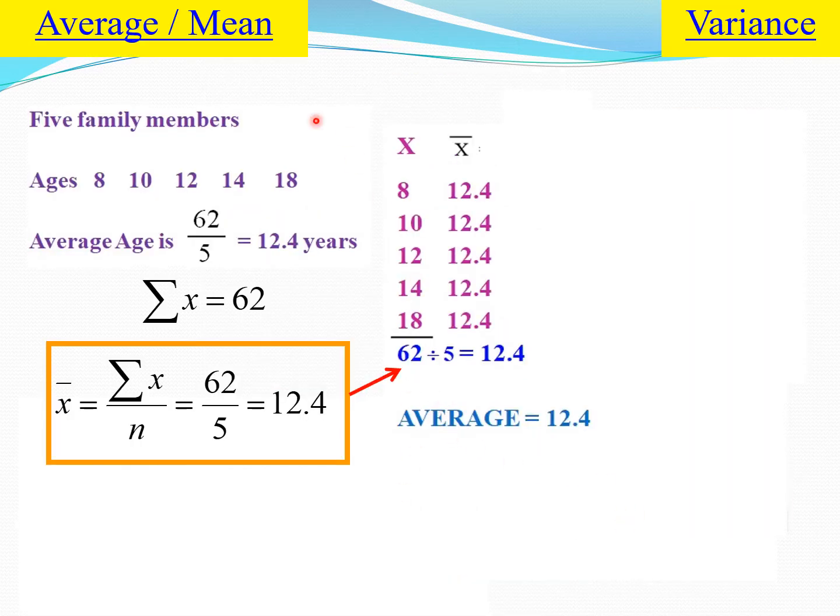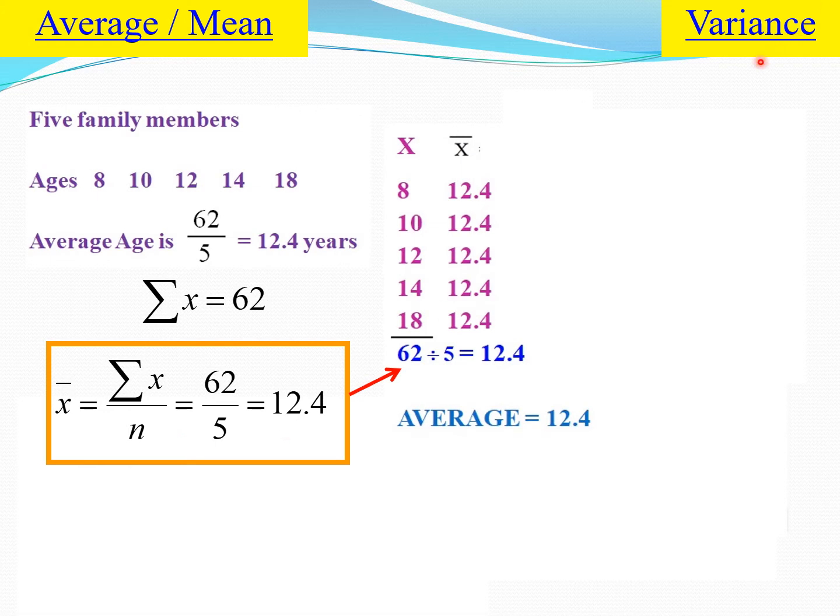So let's just do one more example. This is a different example of 5 family members. The ages are different this time. The ages are 8, 12, 8, 10, 12, 14, 18. Add up the 5 ages, we get 62. Divide by 5, so the average is 12.4 years. So x bar is the symbol for the average. X bar is the sum of all the x's, in this case 62. Divide by 5, so the average age is 12.4.